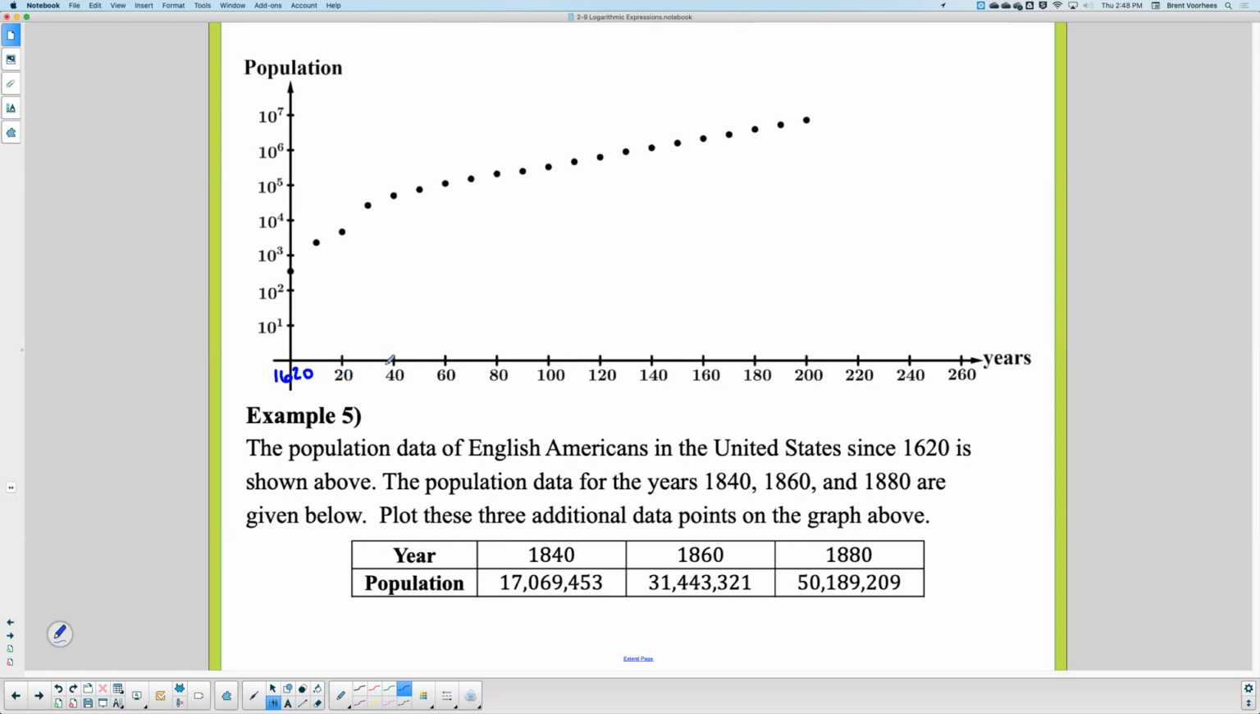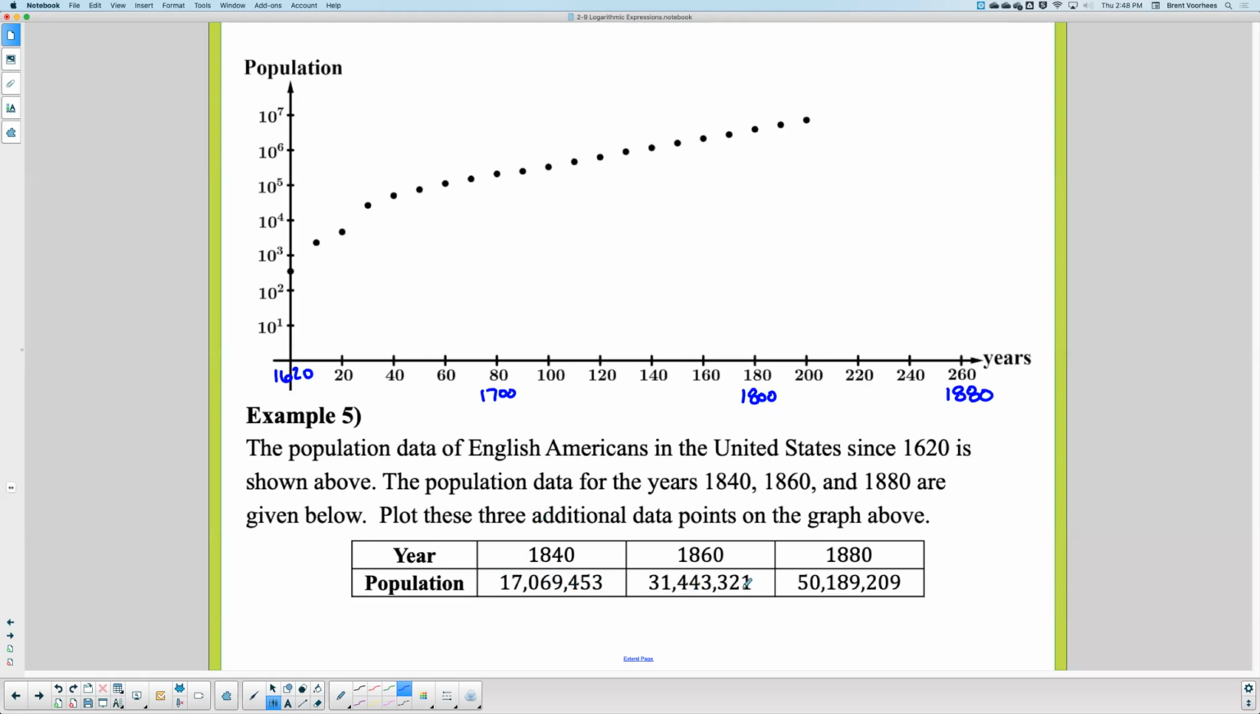1640. This would be 1680. 60, 1680. This right here would be 1700. Now, if 80 is 1700, where is 1800? 180 becomes 1800. And if you add another 80 years, this is going to be right here, 1880. I did that just so you can have some scale. What this problem wants us to do is to plot these additional points on the table.